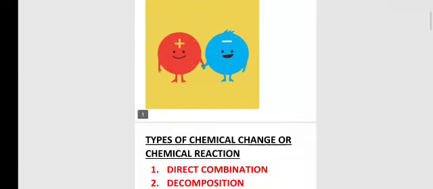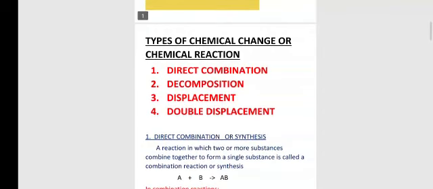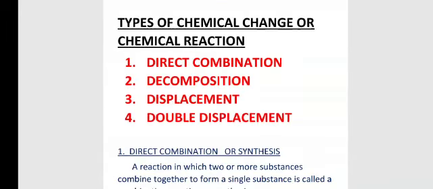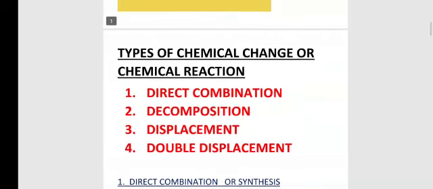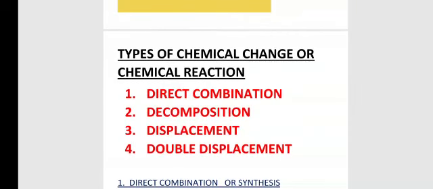Let me move to the next point. Now we will discuss the major types of chemical reactions. There are four major chemical reactions. The first is called a direct combination. It has one more name. It is also called synthesis. Second is decomposition. Another name is analysis. Third is a displacement reaction. And fourth one is a double displacement.